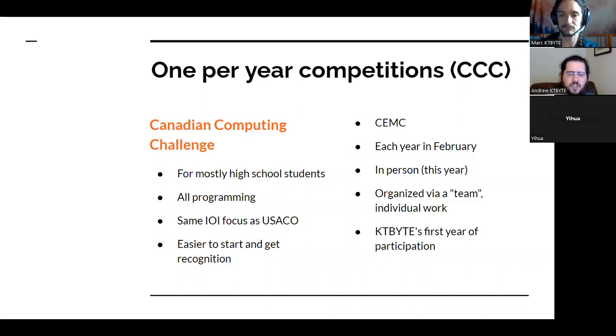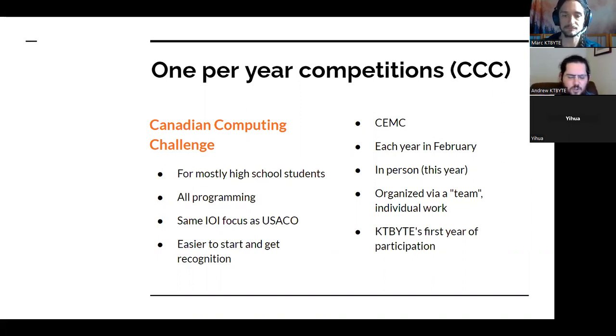So this, just like the USA Computing Olympiad, is for mostly high school students. It is also all programming. In fact, both of these competitions, USACO and CCC, are intended to technically train for this international competition called the IOI, the International Olympiad in Informatics, which is sort of a synonym for computer science.